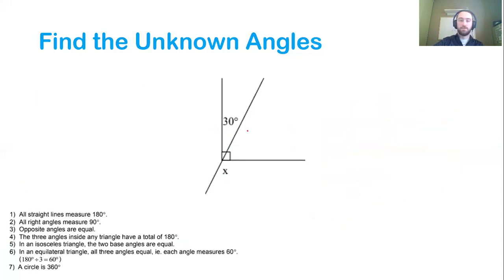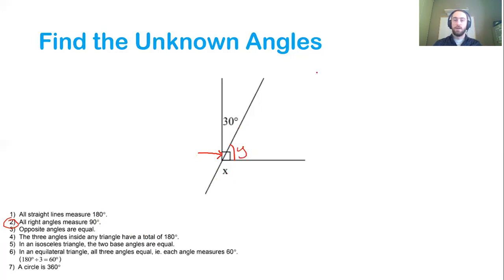Let's try another one. In this case, we have a right angle. So we look down at our rules. Number 2, all right angles measure at 90 degrees. And we also know that it's a right angle given this symbol down here in the corner. So if all right angles measure at 90 degrees, and we're looking for x, but before we solve for x, let's go ahead and solve for this angle here.